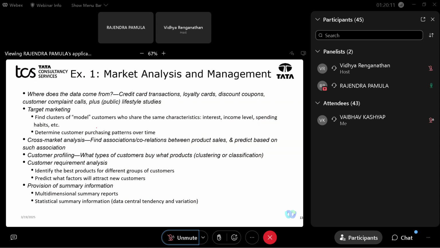See, one small example I want to show you. What are the different areas on which we can work for one simple application using data mining? For example, market analysis and management. First and foremost, the data comes from credit card transactions, loyalty cards, discount coupons, customer complaint calls, plus public lifestyle status. The data comes from different sources.